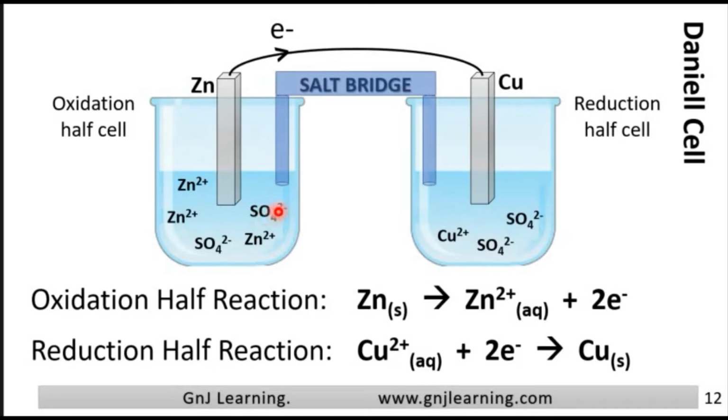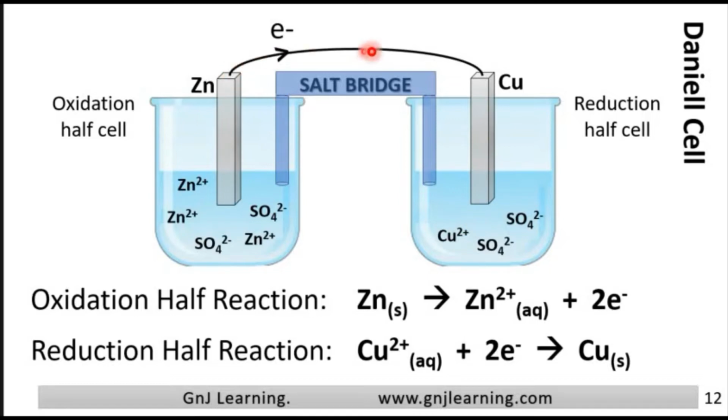So the function of salt bridge is to complete the circuit and at the same time maintain the neutrality of the solution. It provides a connection between the two solutions. So salt bridge, the main purpose is to complete the circuit and to maintain the neutrality of the solution.